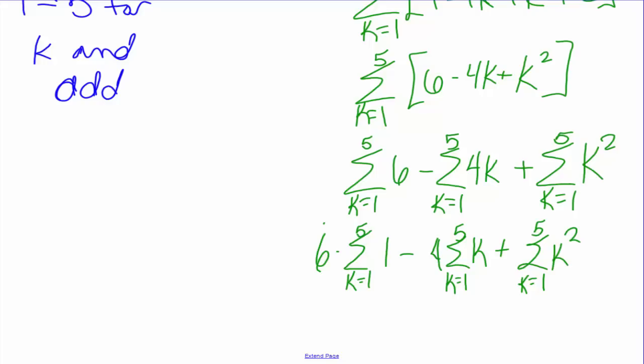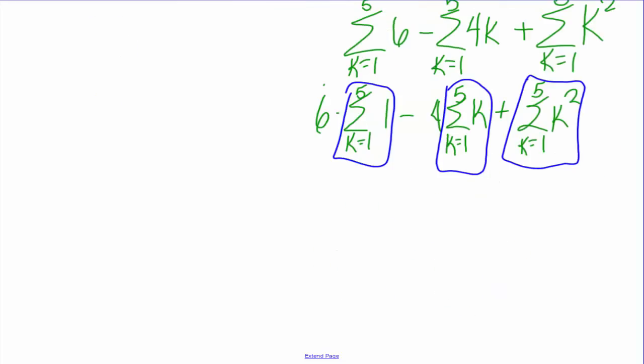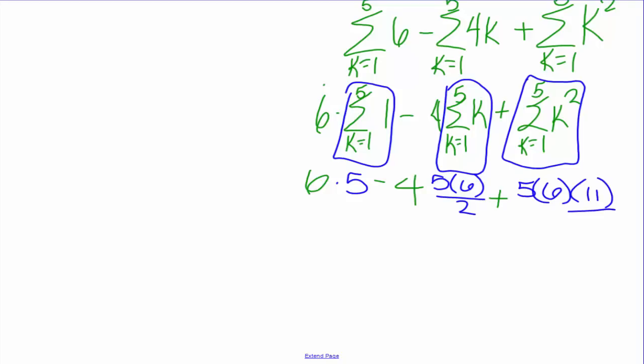All right, so now we have things that we have formulas for, right? And these are those formulas that have all those n's in them. And so we end up with 6 times n, which is 5, minus 4 times 5 times (5 plus 1) divided by 2, plus 5 times 6 times 11 divided by 6. And you put that in your calculator.